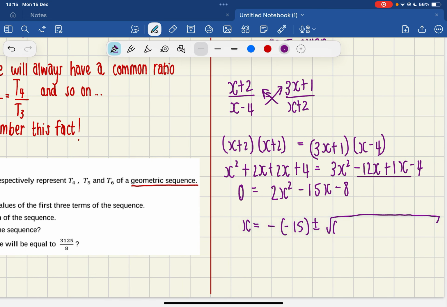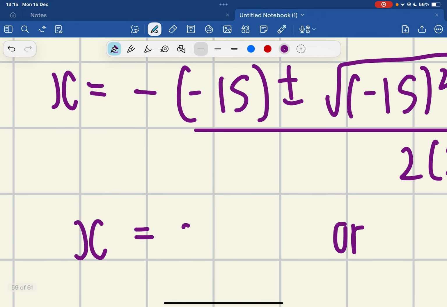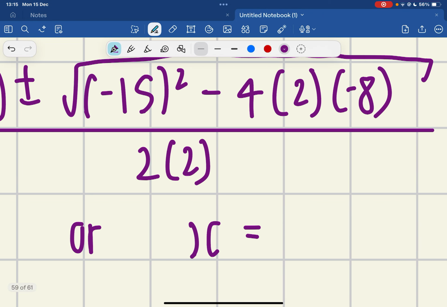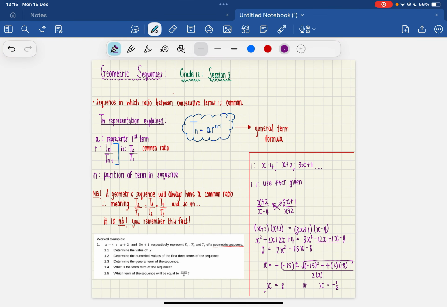And in this case, we'd have negative 15 squared minus 4ac all over 2a. Okay. And x is equal to 8, or x is equal to negative a half. These are your answers. And this would usually be a good 4 or 5 mark question.